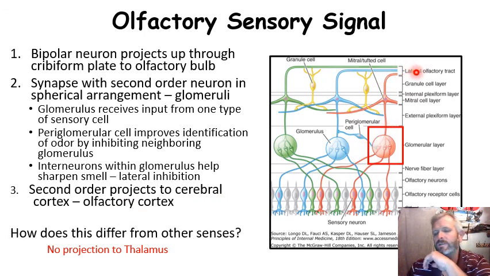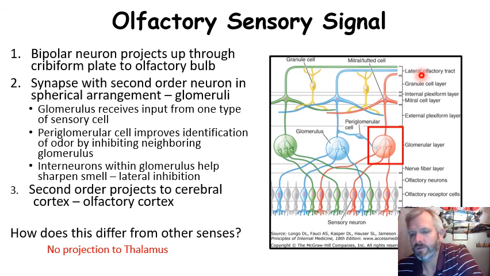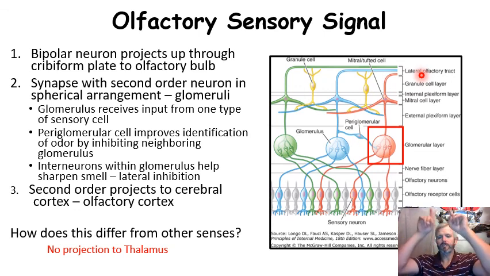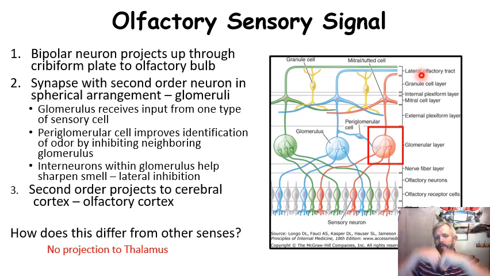So what is different about the olfactory sense compared to the other senses that we've seen so far? With our other senses, the second order neuron goes to the thalamus, and then the thalamus pieces it out to where it needs to go. Olfaction is the only sense that does not go through the thalamus, in that the second order neuron projects directly to the olfactory cortex. So no projection to the thalamus.